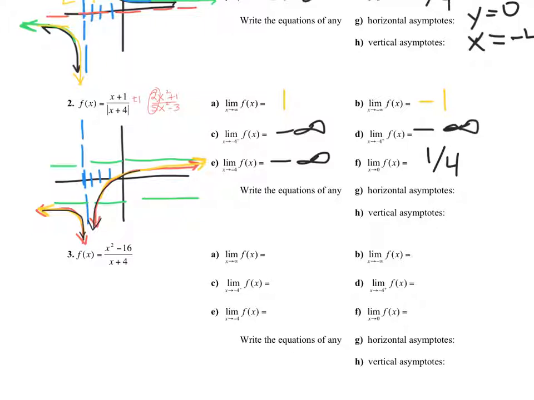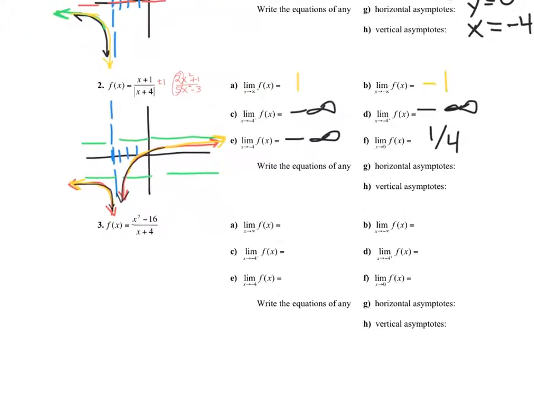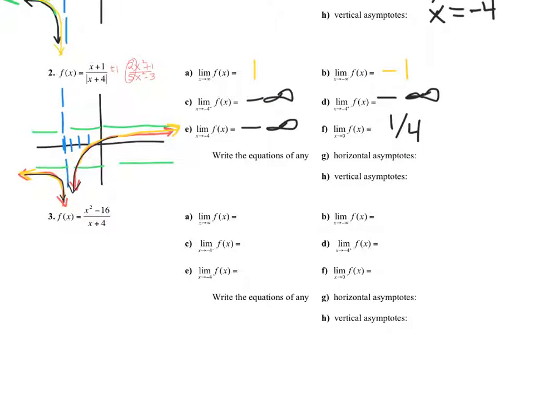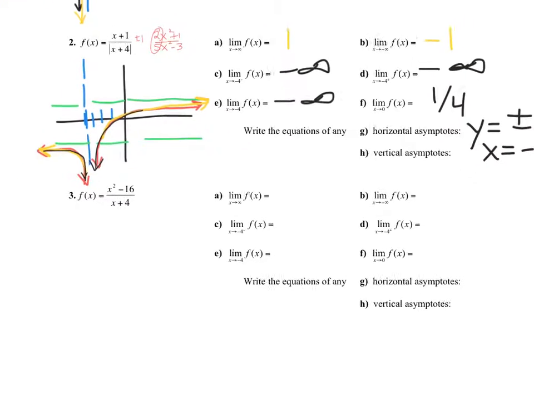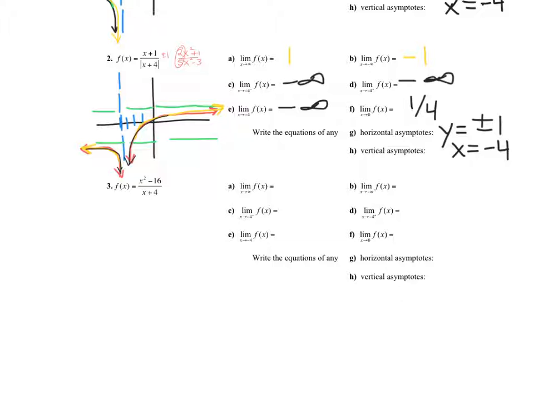Okay, so the horizontal asymptotes. And by the way, I do mark off for this on the quiz. Please write y equals. Horizontal asymptotes are always y equals. Vertical are always x equals. Y equals, there's 2 of them, plus or minus 1. There's one for the right side and there's one for the left side. And then the vertical asymptote would be x equals negative 4. All right, pretty good?